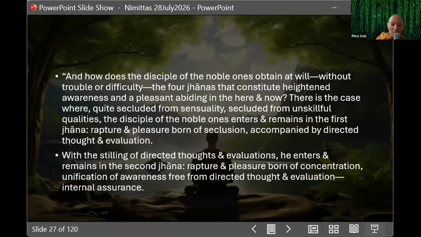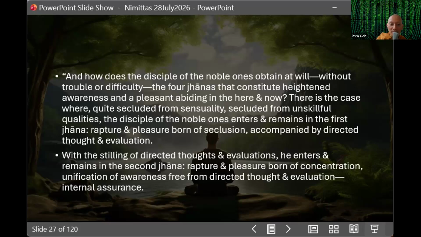Okay, and this one is a bit more advanced. And how does the disciple of the noble ones obtain at will, without trouble or difficulty, the 4 jhanas that constitute heightened awareness and a pleasant abiding in the here and now? Right, so down here, jhanas doesn't equal nimittas. Nimittas is nimittas, jhanas is jhanas. There are 2 different pathways.